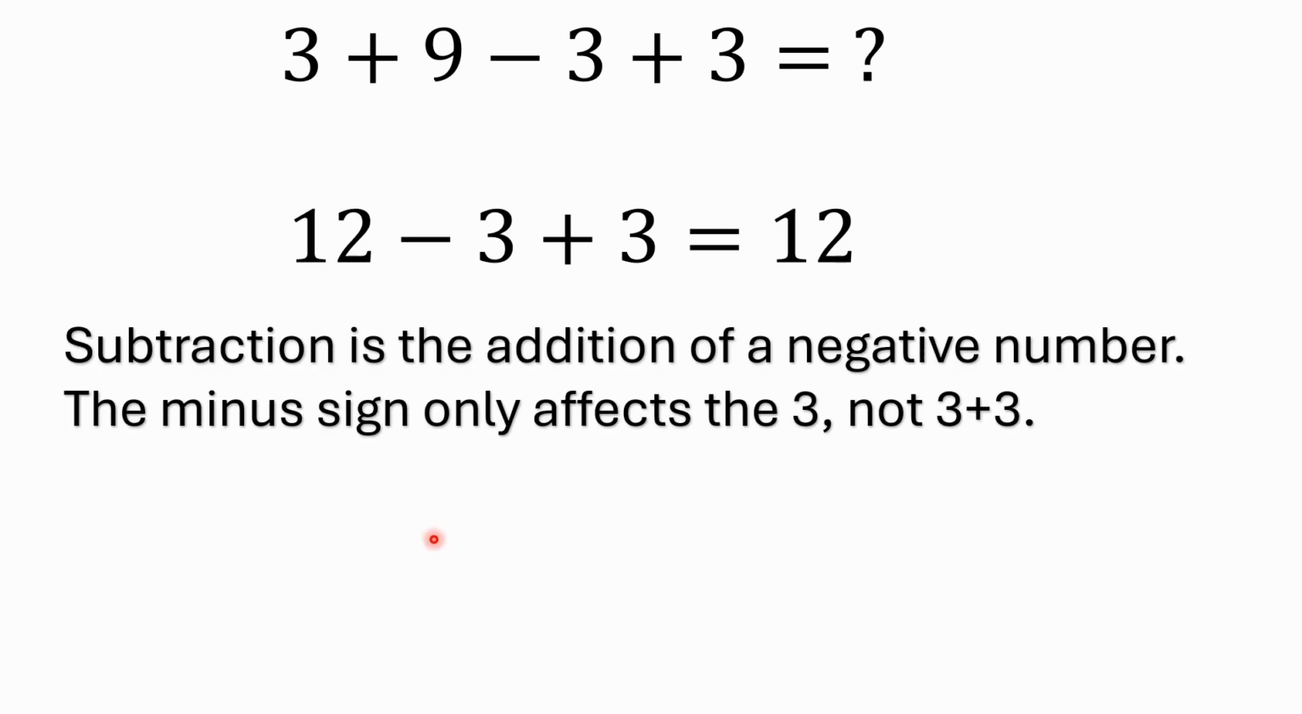Subtraction is the addition of a negative number. We've already stated that, right? I didn't state that. Civilization stated that. I mean, all you have to do is look this stuff up online. Don't just take my word for it. Please go look it up, and you're going to find out the correct answers. Subtraction is the addition of a negative number. The minus sign only affects this 3, all right?